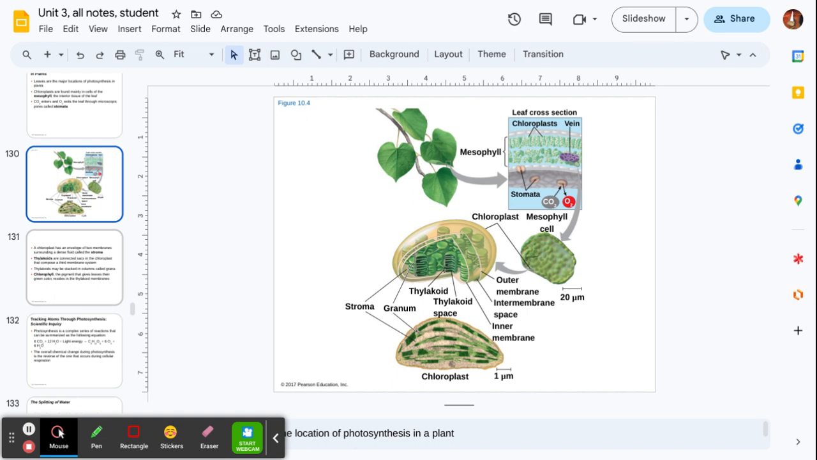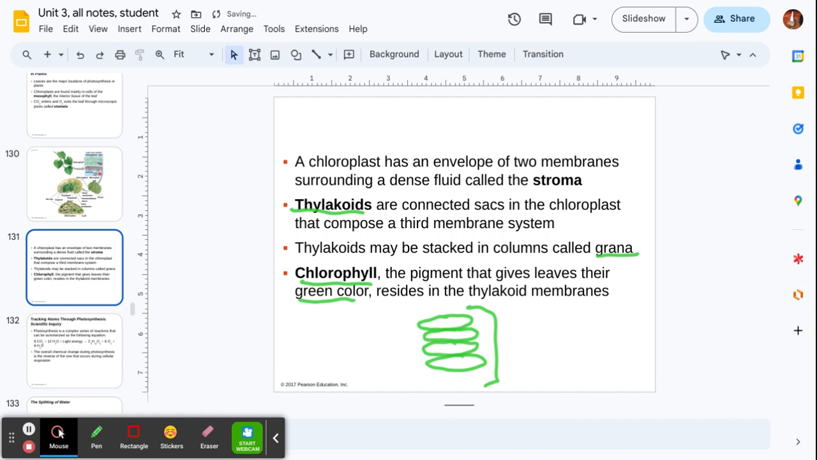Cactus is a little different. Cactus actually have it on their trunk. They have chlorophyll on their trunk, and they perform photosynthesis through their trunk, because they don't really have leaves. Okay.